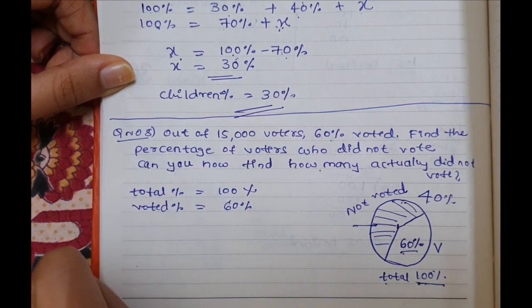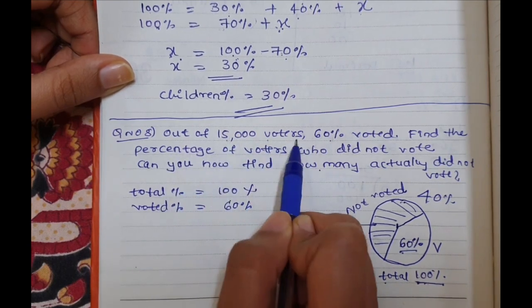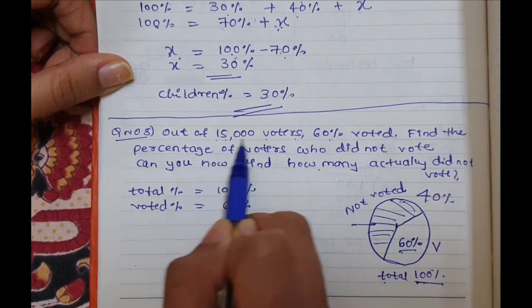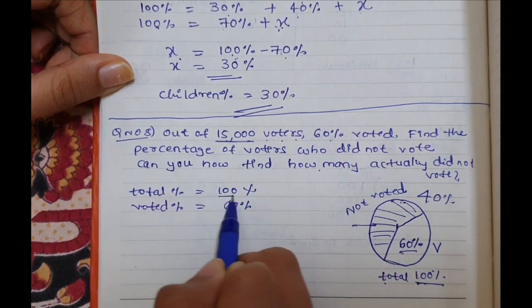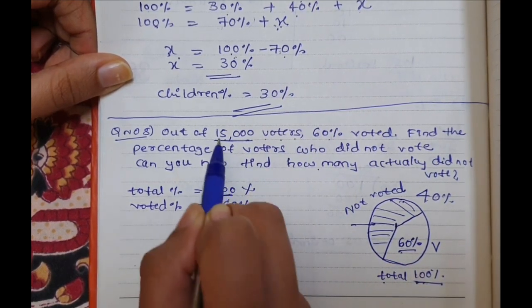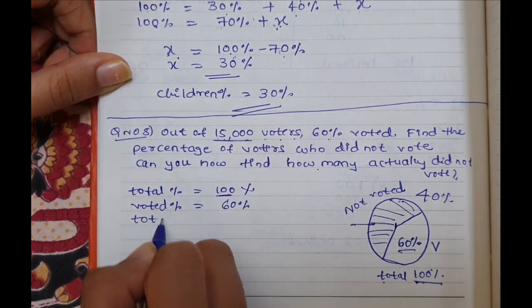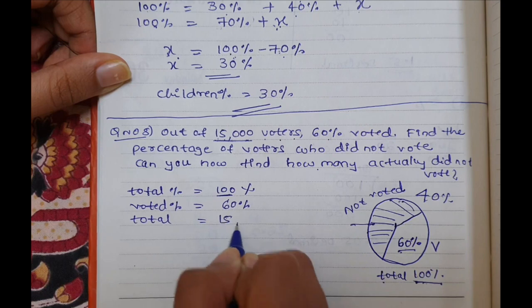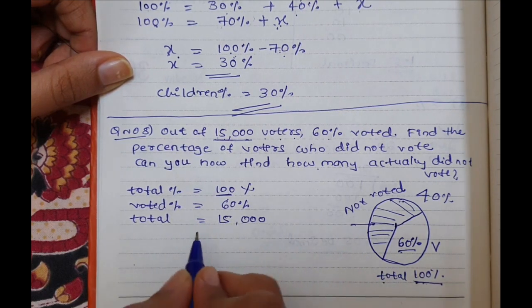60%. Okay. Now, the actual total number of voters is how many? This is the number of total voters. This is the percentage of total voters. There's a difference between an exact number and a percentage. Let me write the total as 15,000. Now we have to find the percentage of voters who did not vote.